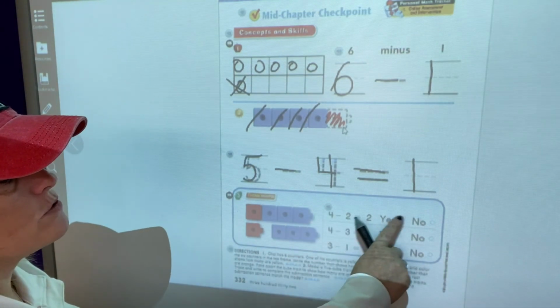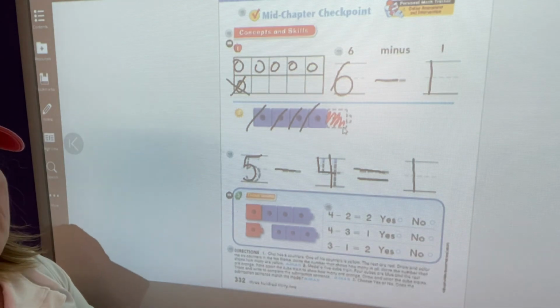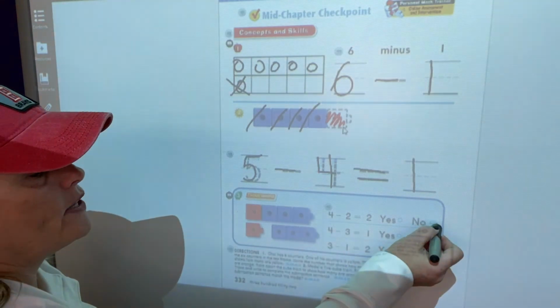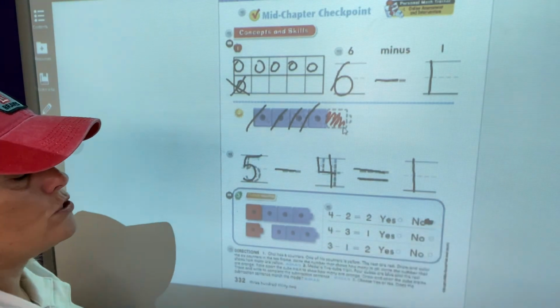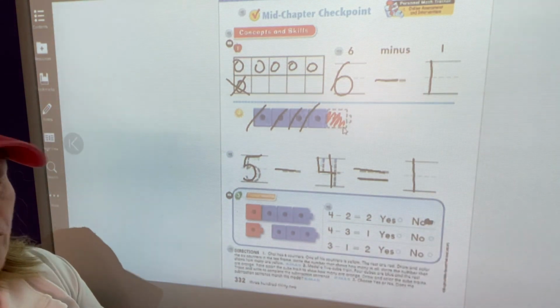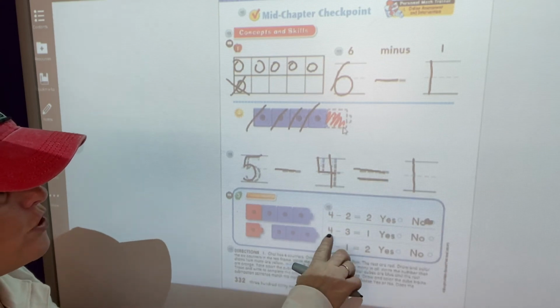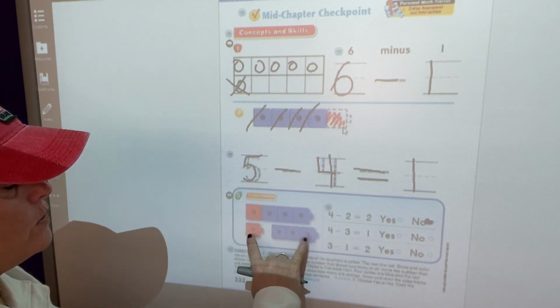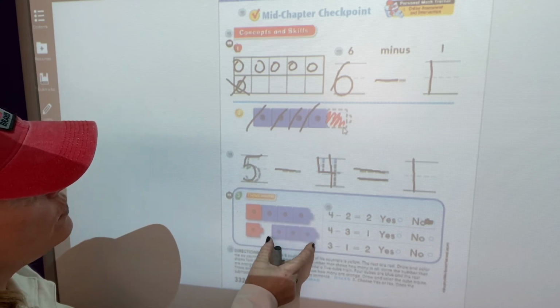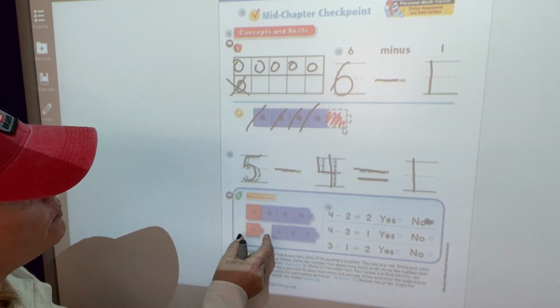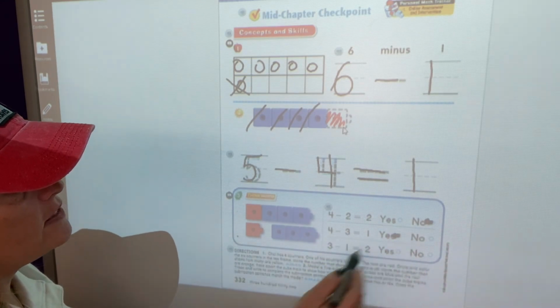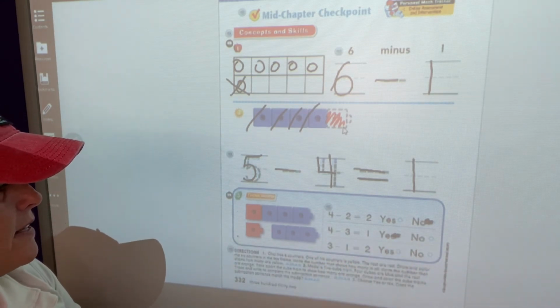So should we answer yes or no on that? Does that show 4 take away 2 equals 2? We should answer no. It does not show 4 take away 2 equals 2. So fill in that bubble after no. Does it show 4 take away 3 equals 1? Well, sure, there's 4. You can take away the 3 blues and it would leave 1 red. So the answer to this one would be yes. Fill in the bubble after yes.